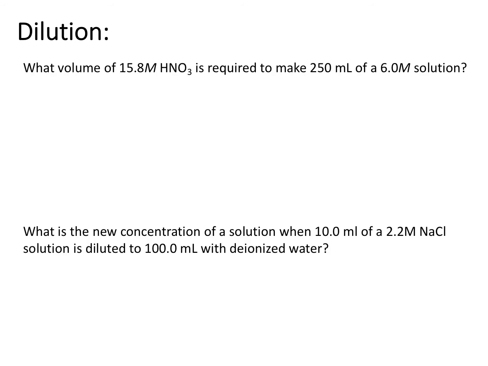Okay, so they ask you here what volume of 15.8 molar nitric acid is required to make 250 mL of a 6.0 molar solution. Basically they want to know the volume of this concentration of HNO3 that's going to allow me to make 250 milliliters of a 6.0 molar solution. So this is an M1V1 equals M2V2 problem. What I'll do is manipulate my equation before I plug anything in. So V1 equals M2V2 over M1.